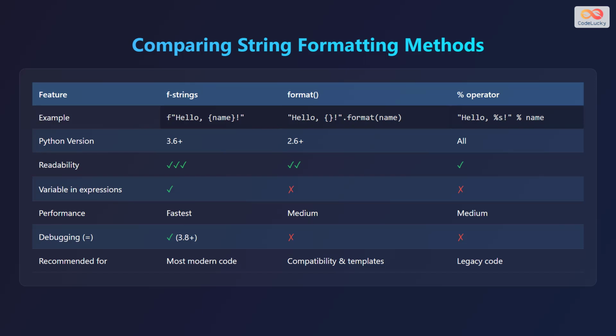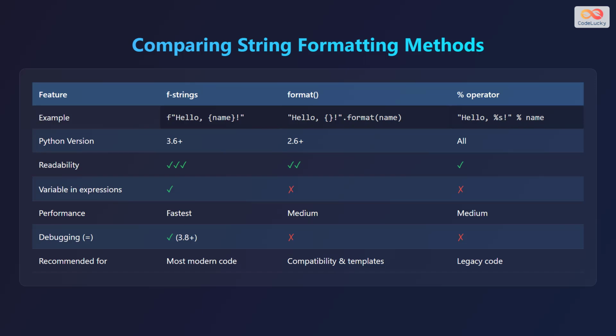Python version compatibility is another key factor. F-strings are available in Python 3.6 and later. The .format method is compatible with Python 2.6 and later. The % operator works with all Python versions. Readability is a significant consideration. F-strings generally offer the best readability, followed by the .format method, with the % operator being the least readable.